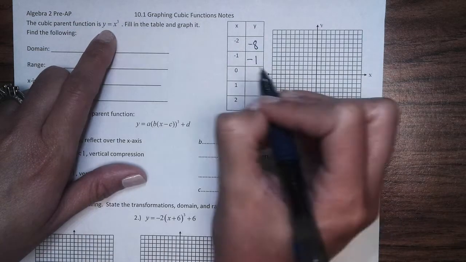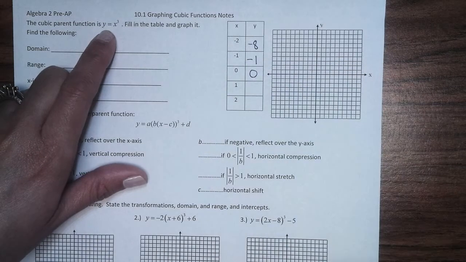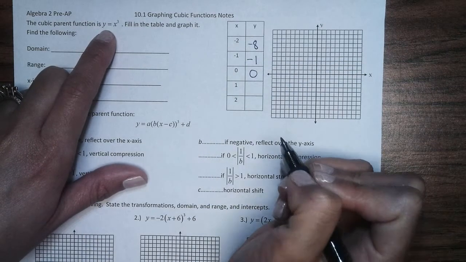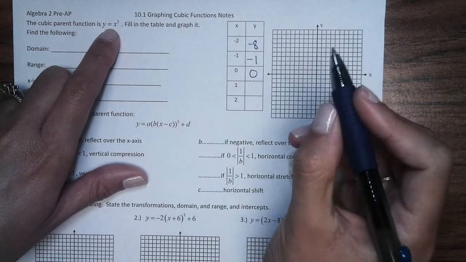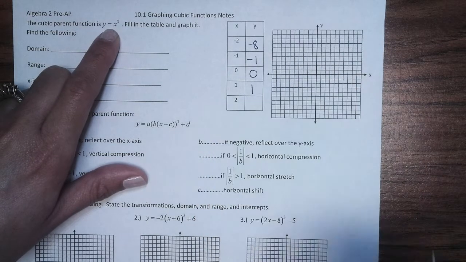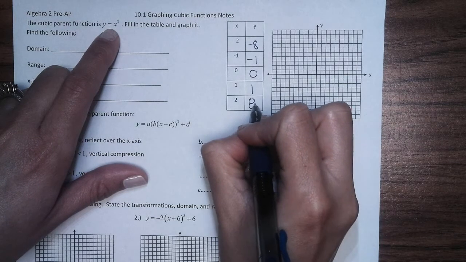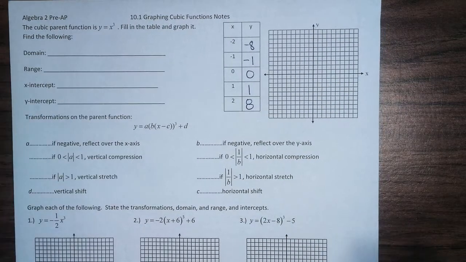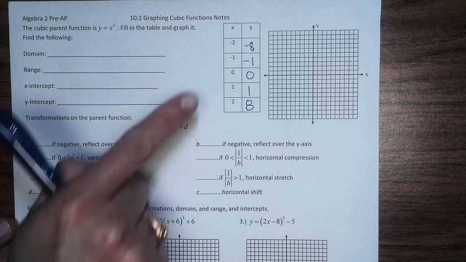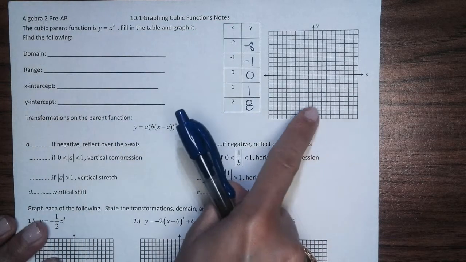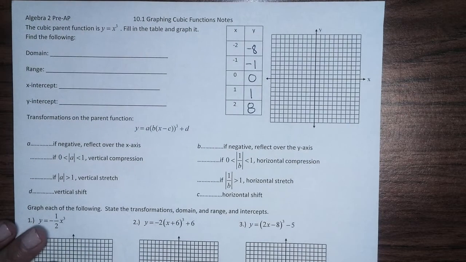If I plug in 0 for x, it's going to be 0. If I plug in 1 for x, then that's going to be +1. And finally, if I plug in 2 for x, 2 to the third power will be +8, because 2 times 2 times 2 is 8. So that's how you would start graphing a cubic function. Now just take these points and graph them on the grid.